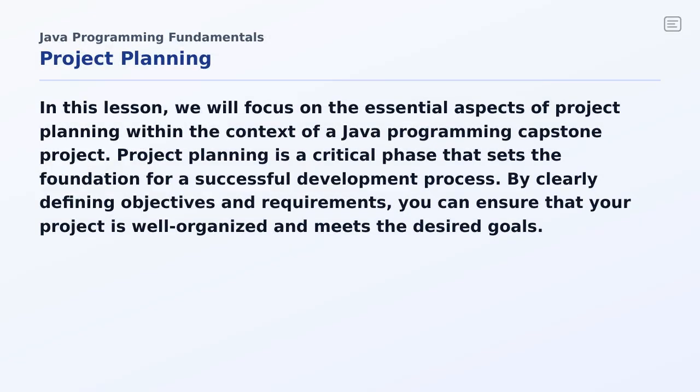In this lesson, we will focus on the essential aspects of project planning within the context of a Java programming capstone project. Project planning is a critical phase that sets the foundation for a successful development process. By clearly defining objectives and requirements, you can ensure that your project is well organized and meets the desired goals. Don't worry if this feels new at first.